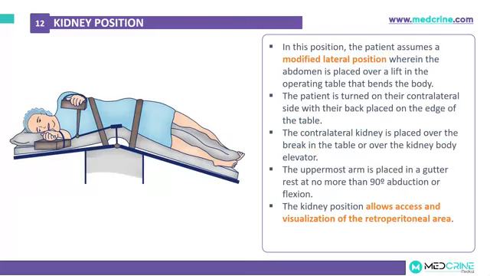We have the kidney position. In this kidney position, the patient assumes a modified lateral position whereby the abdomen is placed over the lift in the operating table, which bends the body. The patient is turned on their contralateral side with the back placed on the edge of the table and the contralateral kidney is placed over the break in the table or the kidney body elevator. The uppermost arm is placed in a gutter rest at no more than 90-degree abduction or flexion. The kidney position allows access and visualization of the retroperitoneal areas.